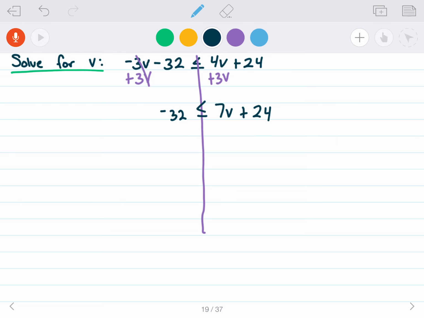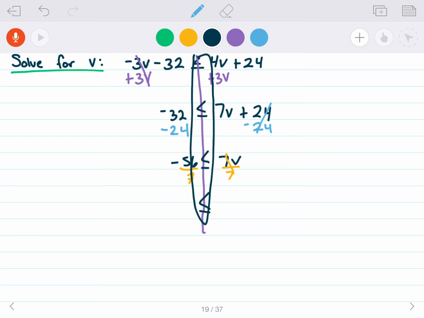Now, on the right, I need to subtract 24 from both sides, giving me negative 56 on that side, less than or equal to 7v. And on the right side, I need to get rid of the multiplication by 7 by dividing both sides by 7. Now notice I never divided by a negative number. I never multiplied by a negative number, so that sign is going to stay in the same direction through every step. So I get v is greater than or equal to negative 8.